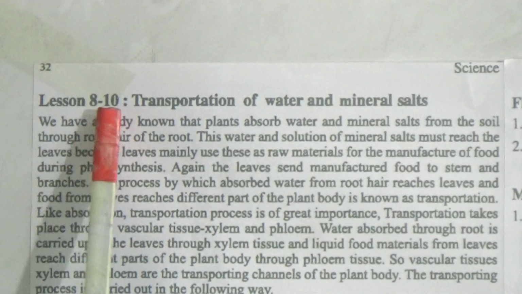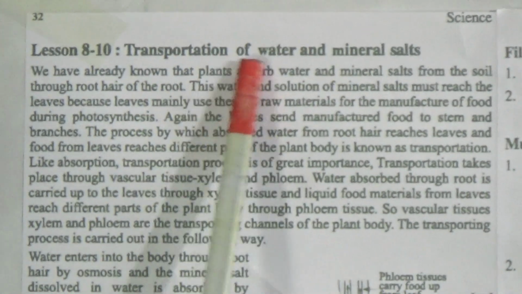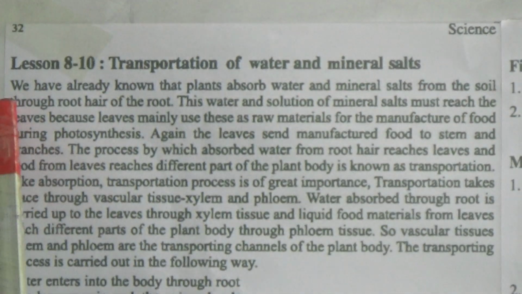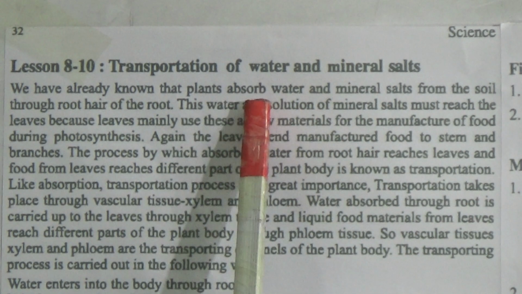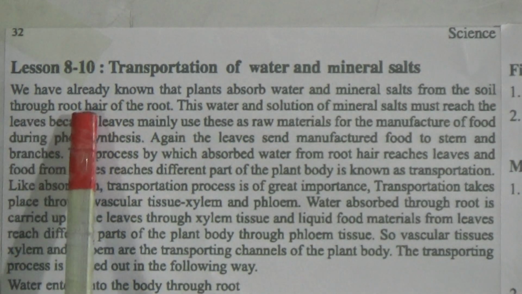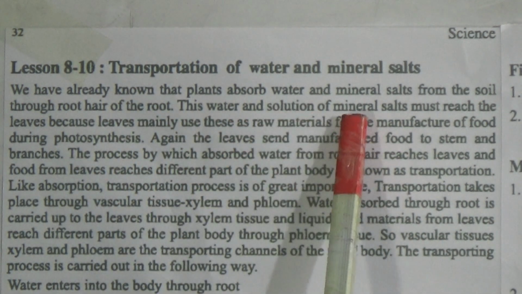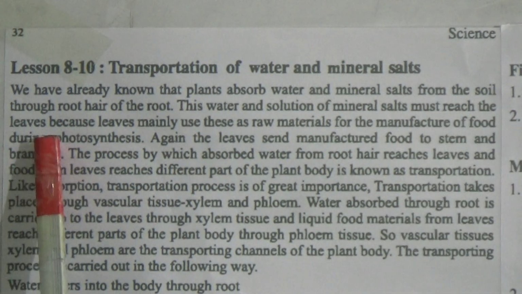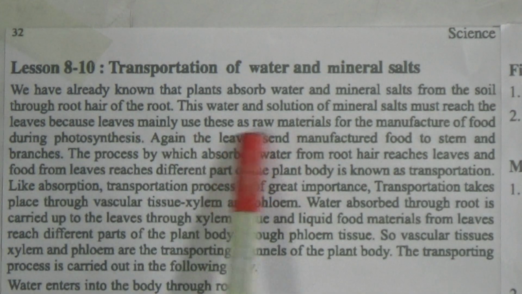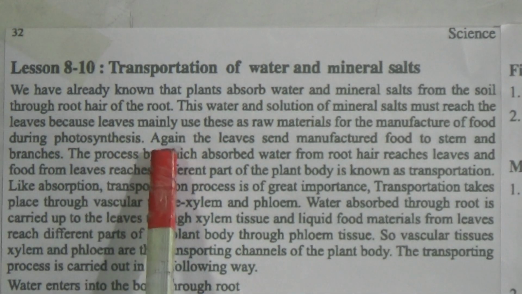The name of the chapter is diffusion, osmosis and absorption, and this is our lecture number 13. Dear students, today we will discuss lesson 8 to 10, that is transportation of water and mineral salt. We have already known that the plants absorb water and mineral salt from the soil through root hair of the root. This water and solution of mineral salt must reach the leaves because leaves mainly use these as raw materials for the manufacture of food during photosynthesis.